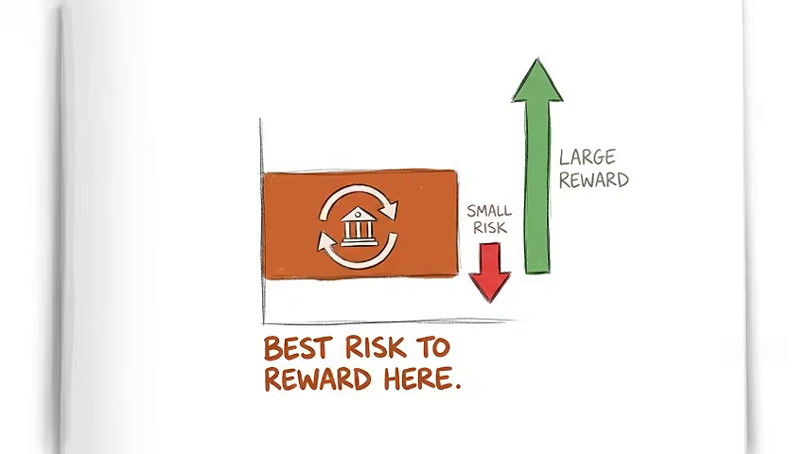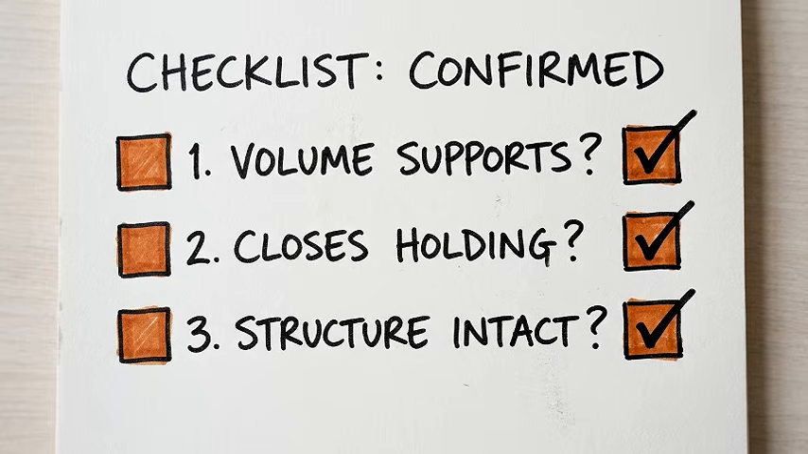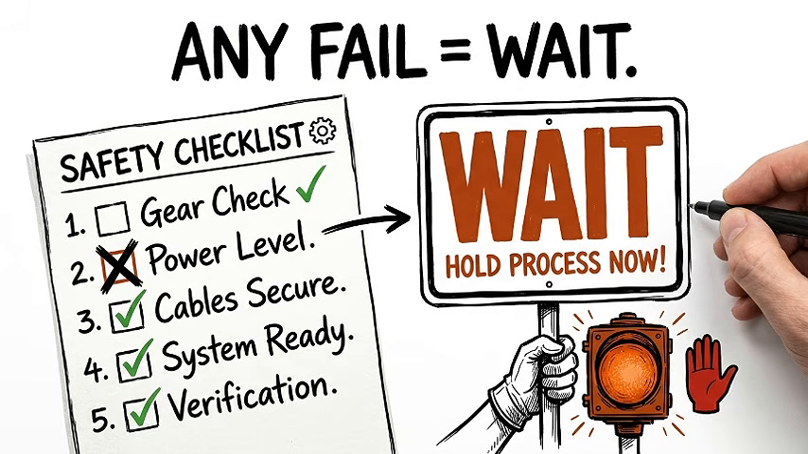Step 4. Confirm with context. Before entering, run through these checks. Does volume support the trend? Volume should expand on impulse legs and contract on pullbacks. Is the closing price structure intact? Has the primary swing point held on a closing basis? If volume confirms, closes hold, and structure is intact, you have alignment across every element. If any of those 3 fail, wait.